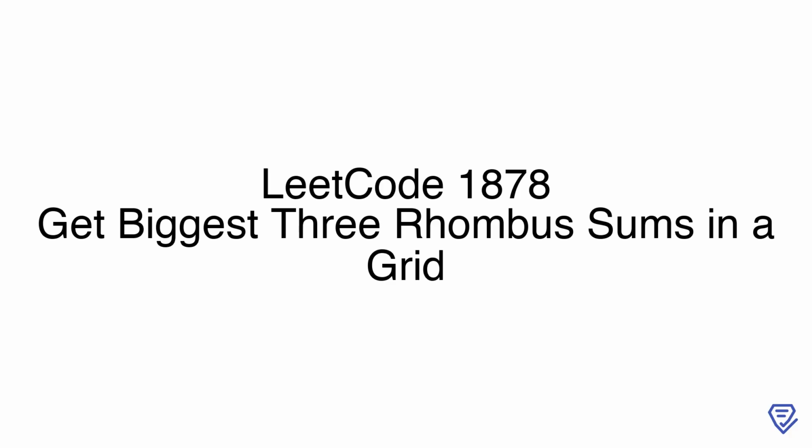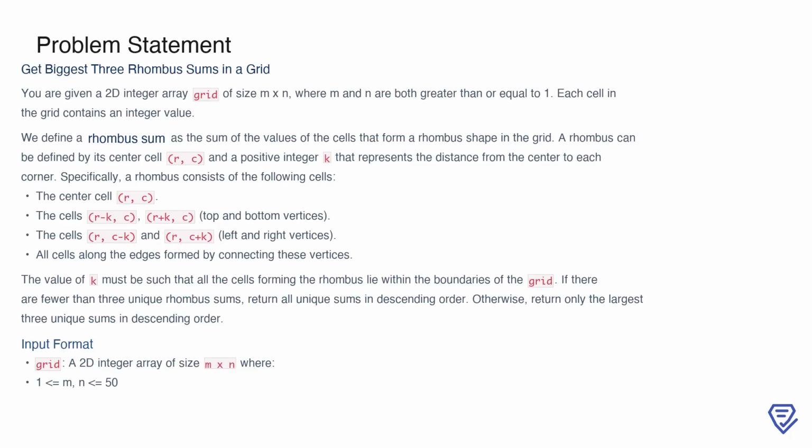Let's dive in. In this problem, we are working with a 2D grid of integers, where the grid has dimensions m by n, and each cell contains an integer. Our goal is to find the largest 3 unique sums of rhombus shapes that can be formed within the grid.